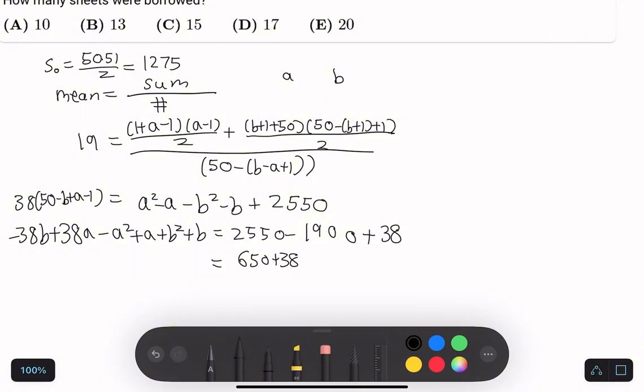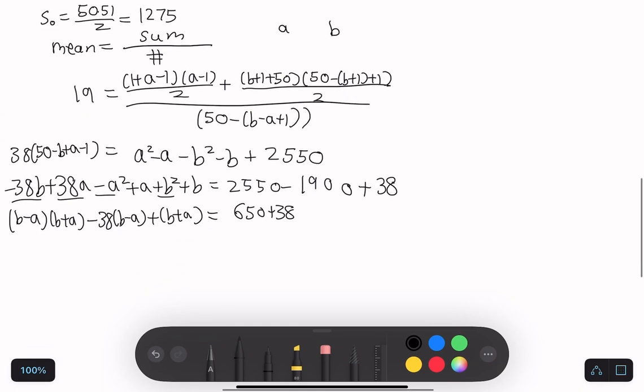Let's first factorize B squared minus A squared. B squared minus A squared is B minus A times B plus A. Next, let's factorize this. 38A minus 38B. That's minus 38 times B minus A. Then we're left with A plus B, or B plus A. So the next step would be we have B minus A times B plus A, minus 38 times B minus A, plus B plus A.